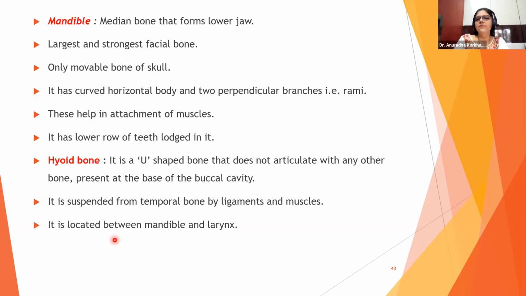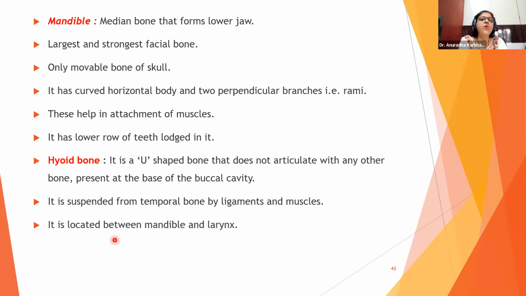So that is going to be the nose part. Mandible, the median bone that forms the lower jaw, is the largest and strongest facial bone. Now see, beta, if the question is which is the largest bone, which is the strongest bone, your answers would change. So this is the largest and the strongest facial bone that they're talking about.